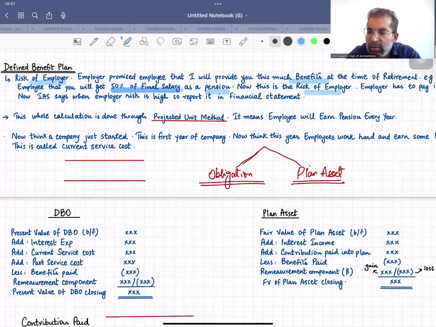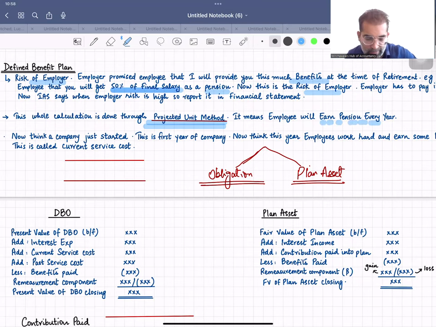And you know, this is a very technical concept. If you read international news, there are people who calculate the actuarial life of people like Warren Buffett. Last time I was reading that only a few hundred days of Warren Buffett's actuarial life is left. People have calculated, right? So again, this is the area of judgment. Now, the whole calculation is done through the projected unit method. I'll explain it to you, it's not difficult. Don't take tension. It means the employee will earn pension every year.